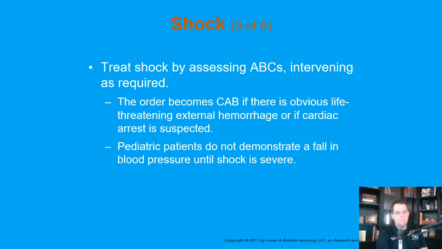So, just like with an adult, we're going to treat the ABCs and assess them as required. The order changes to CAB if there is a life-threatening hemorrhage. So if you see that major bleed going on, you're going to treat that first before moving to the airway and breathing. It could be tourniquet, could be direct pressure, whatever bleeding control method that you're going to use. If you find it, that should come first. Again, in pediatric patients, hypotension is a late and severe shock sign.